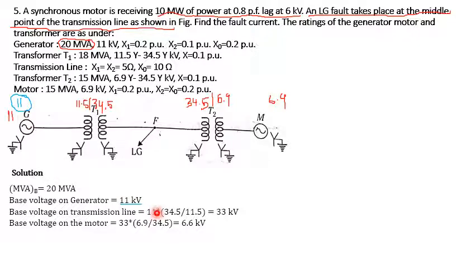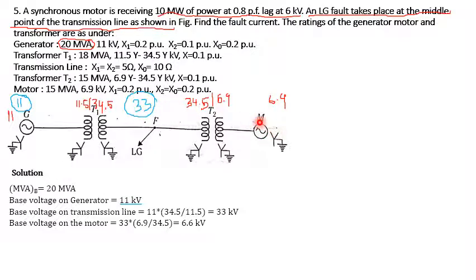We know that the base voltage on the transmission line, because that is the HV side, is equal to the LV voltage times the HV rating of the transformer divided by the LV rating of the transformer. Do not look at the actual value; look at the new value you got, 11 kV. So it is 11 times 34.5 divided by 11.5, which gives 33 kV. This is the new value on the transmission line side.